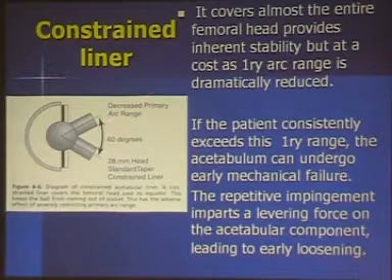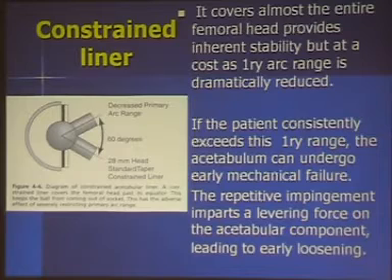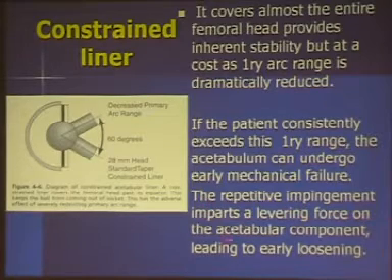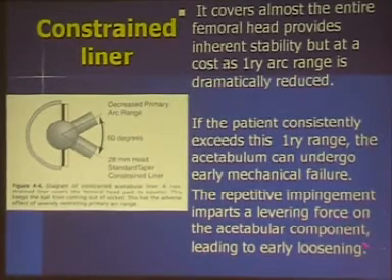Right, what about constrained liners? I'd advise every single body in this room not to use it unless really in terrible need, like a 75 or 80 year old with no abductor forces at all. Because as we could see, the primary arc range is decreased up to 60 degrees. And again, there is massive pressure and effect on the implant, acetabular surface, and bone cement here. And when these fail, because the repetitive impingement imparts a leading force on the acetabular components, leading to early loosening.